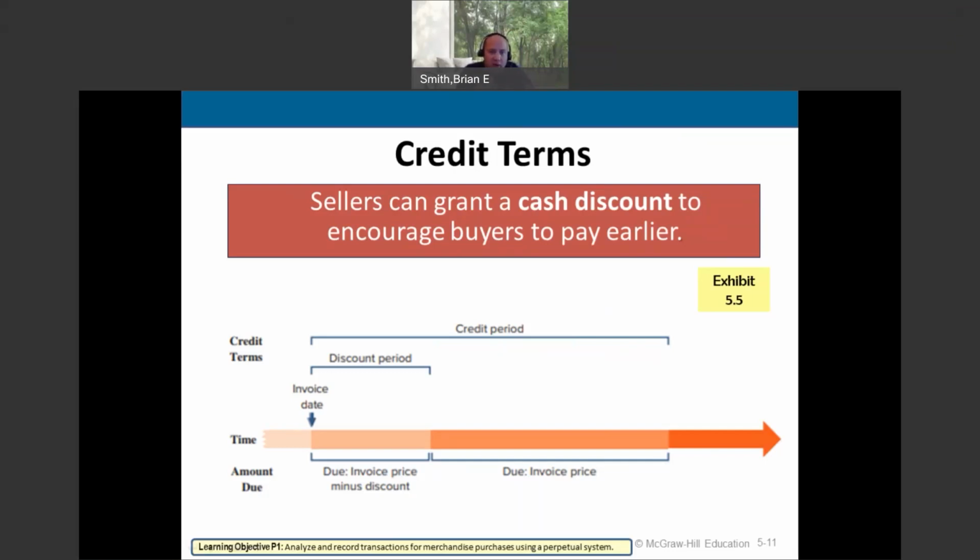The credit period is basically from the time of the purchase to when the invoice is due and needs to be paid in full. That's the credit period. The discount period is that first little window of time that says if you pay the amount that you owe us in this period, you can take a certain percent deduction on that transaction.